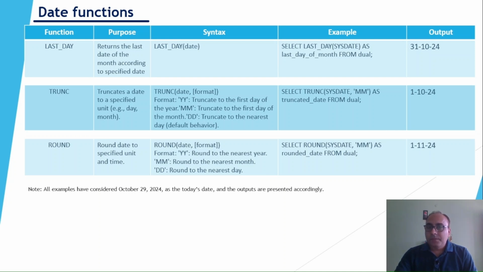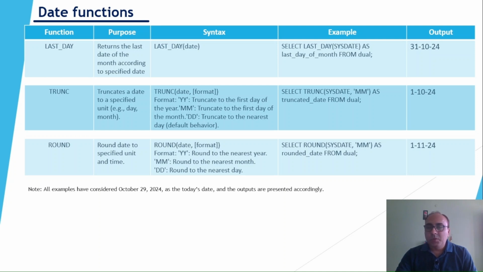Similarly, if we are going to round it on the basis of year, it will return 1st January 2025. So round basically considers the next specified unit. But trunc basically considers the base unit of that particular month, year or day. So if we are truncating year, it will return January 2024. And if we consider it on the basis of day, then this will return 29th October 2024.